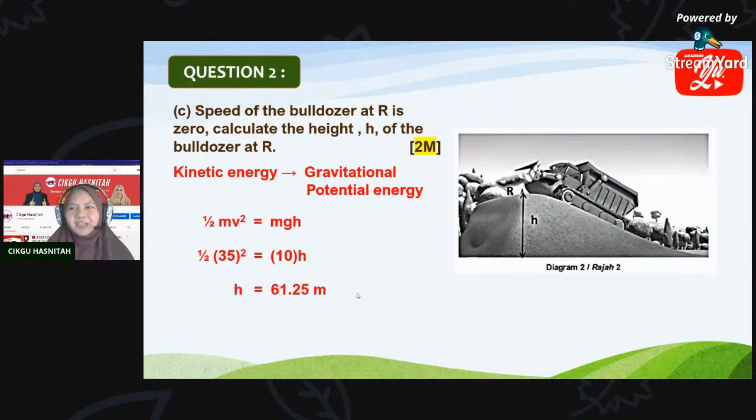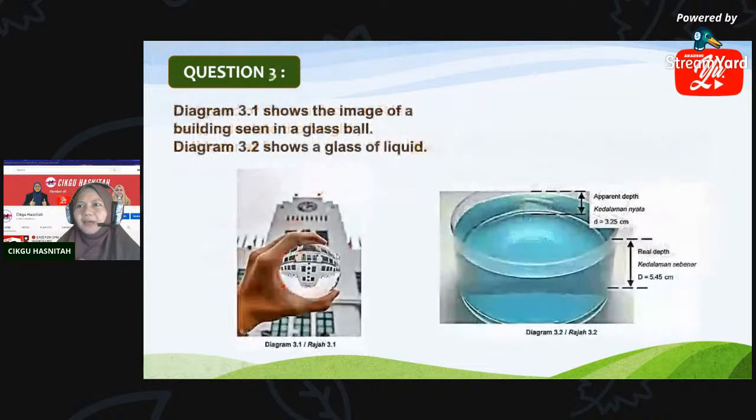Okay, so h is 61.25 meter. Yes, very good. 61.25 meter is the height h. Okay, class, now we go to question number 3.